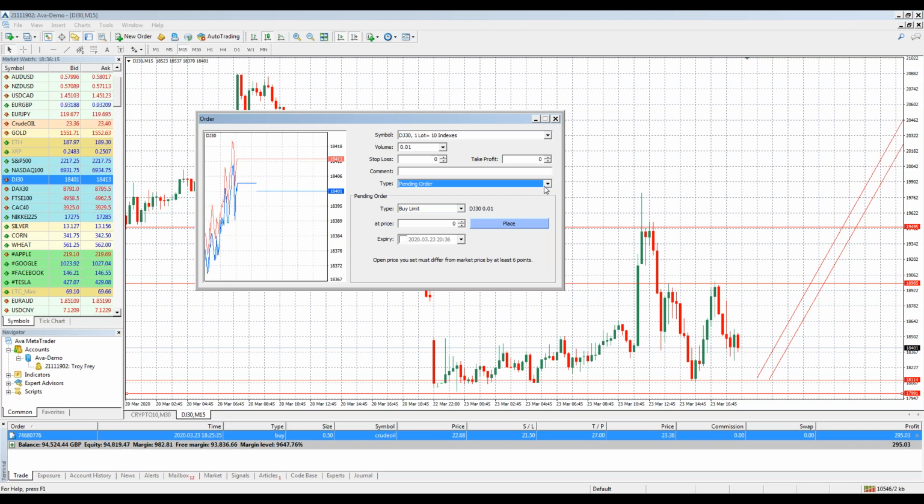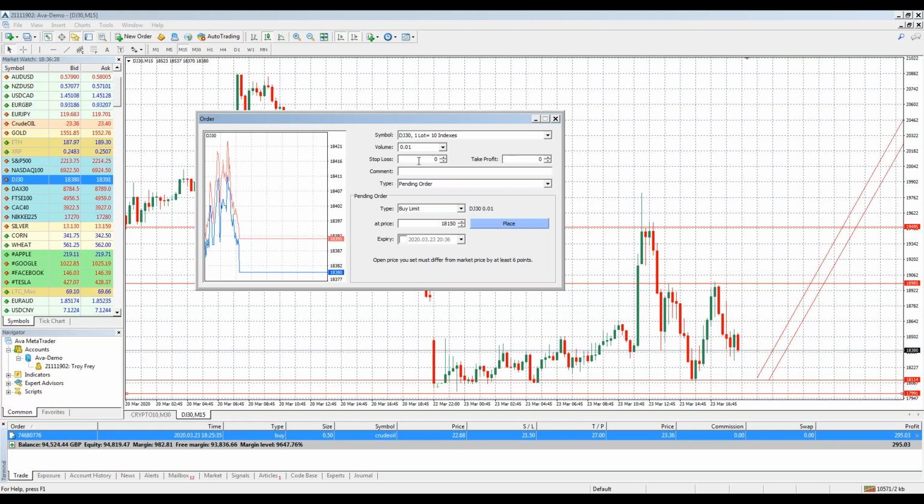So pending order, buy limit. Let's say we want to get in at 18,150. Okay, 18,150. And then I'm going stop loss, 17,900 would be below this support.